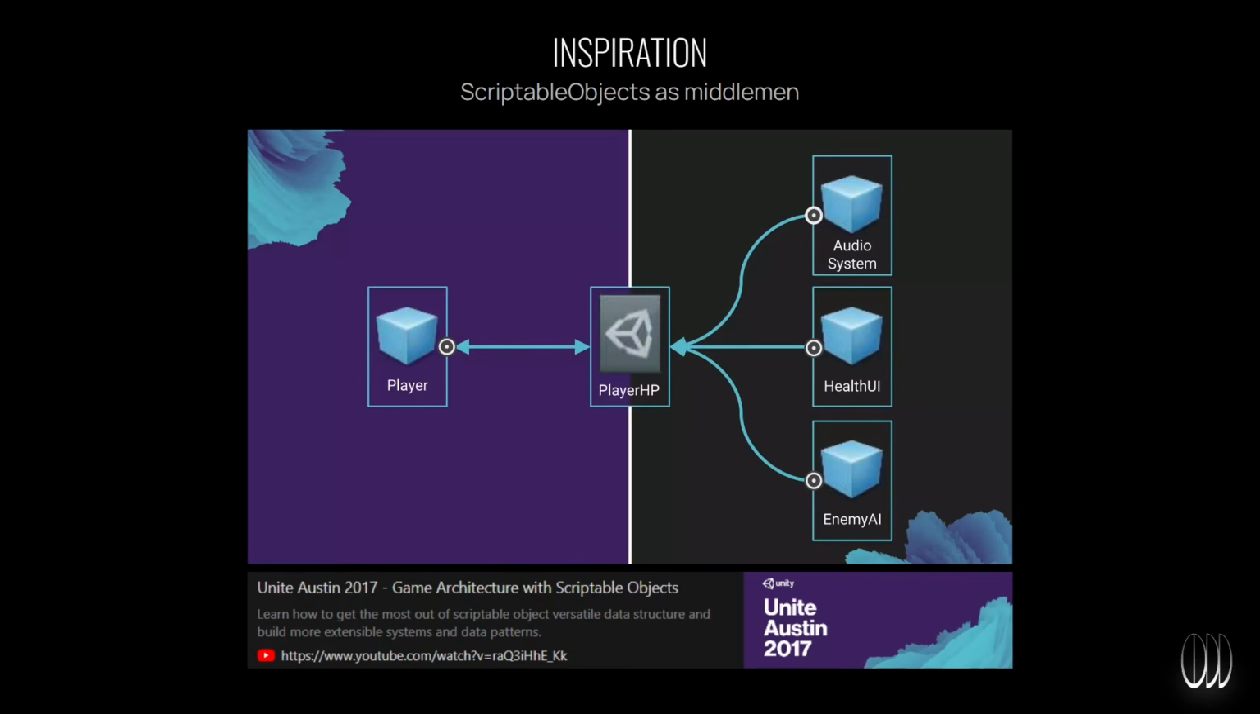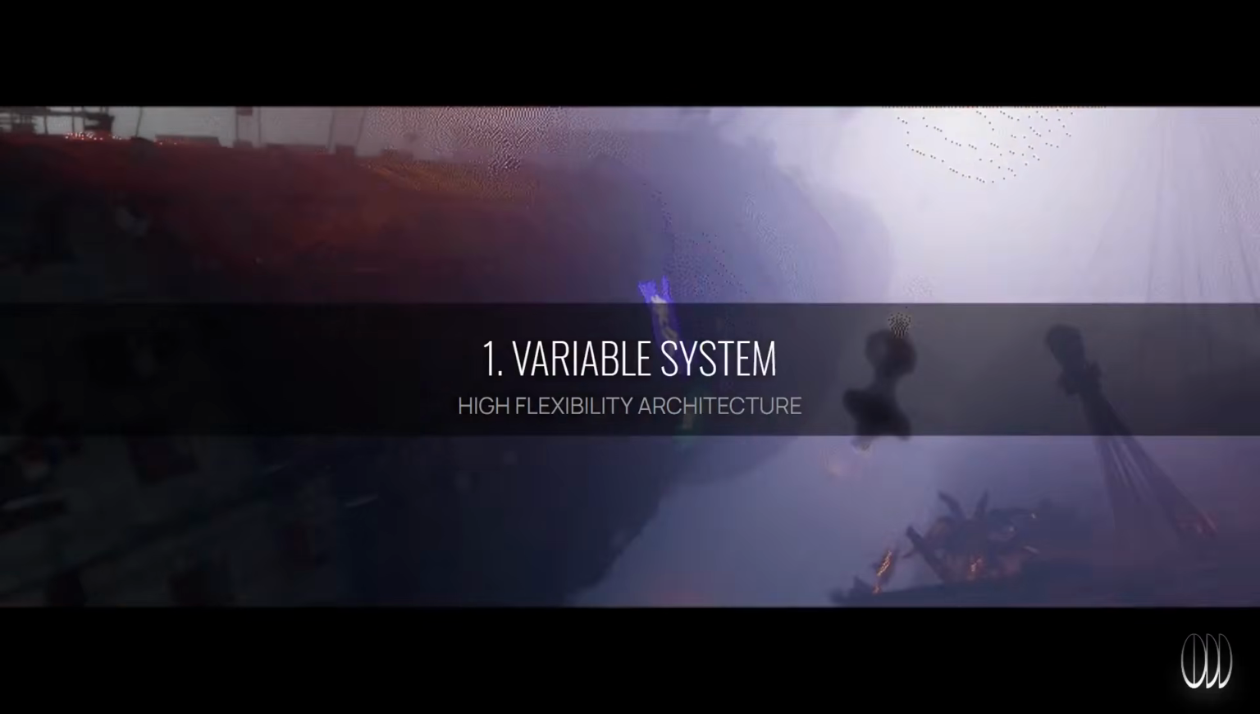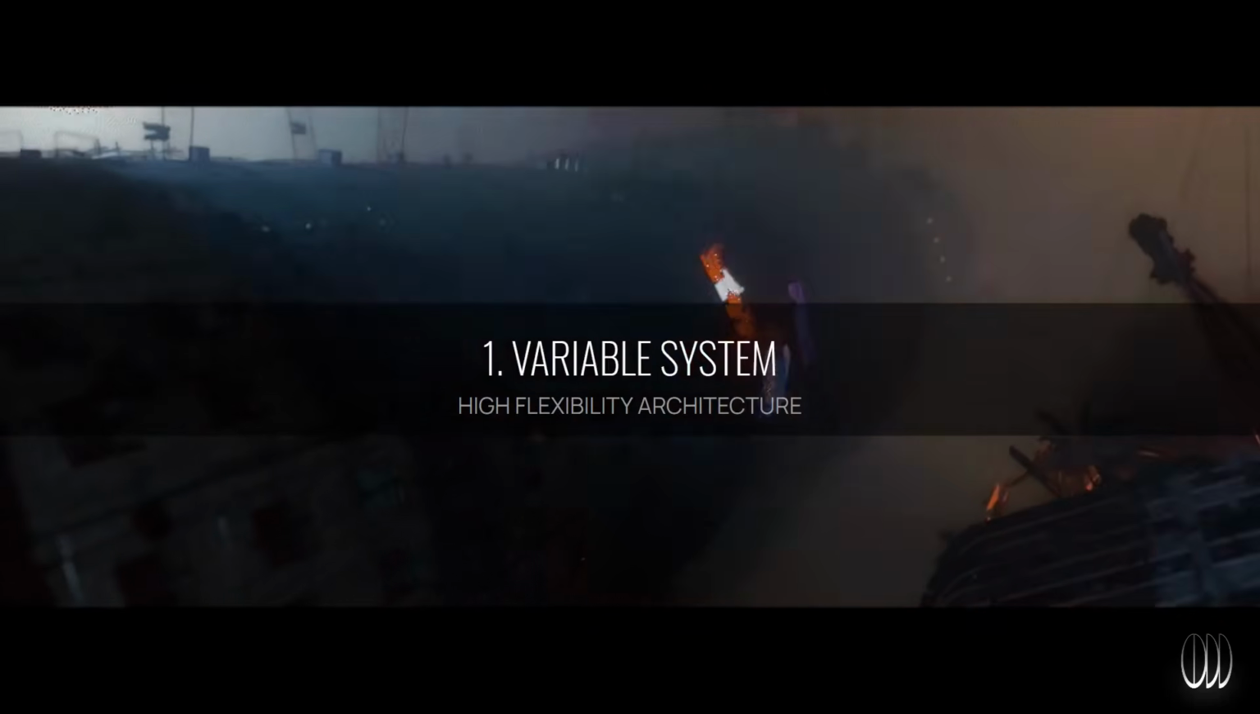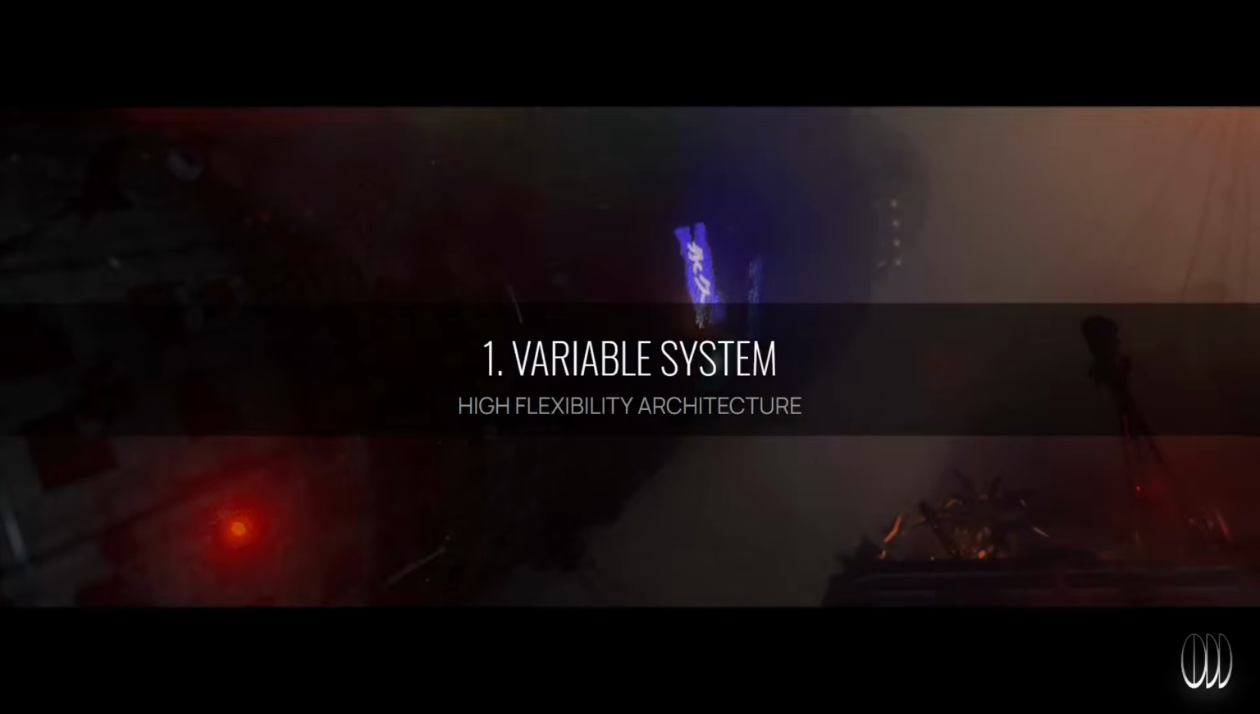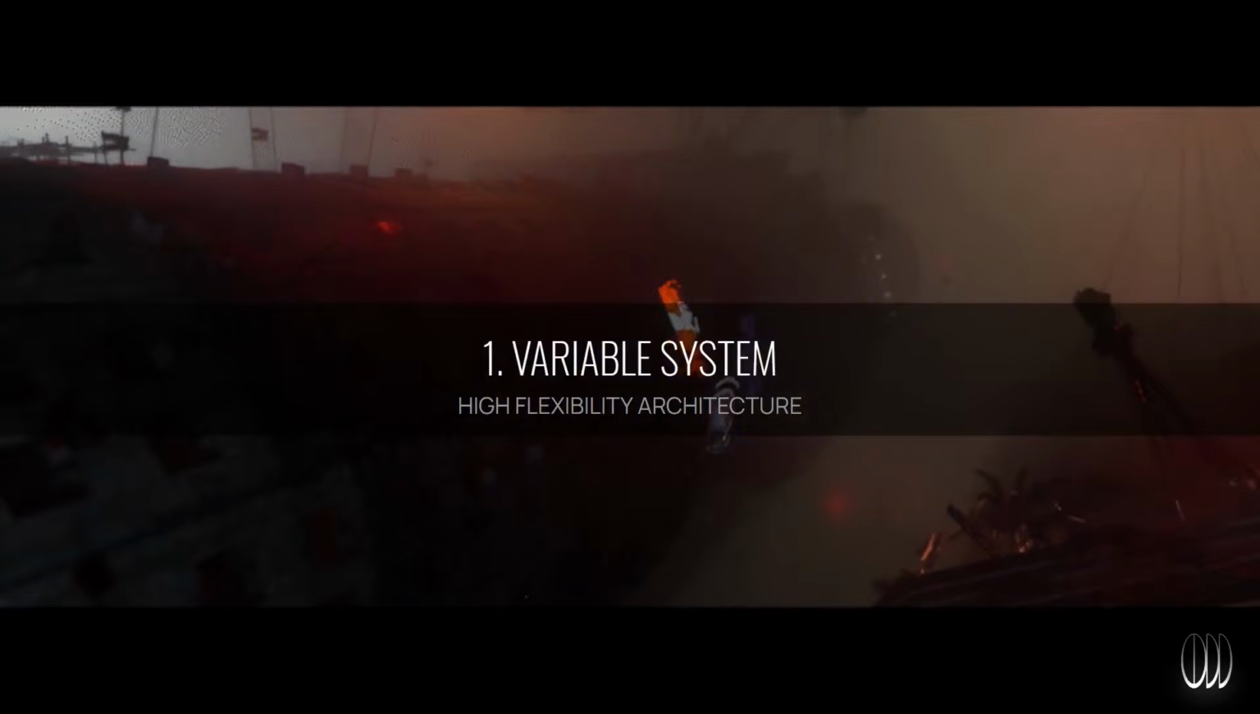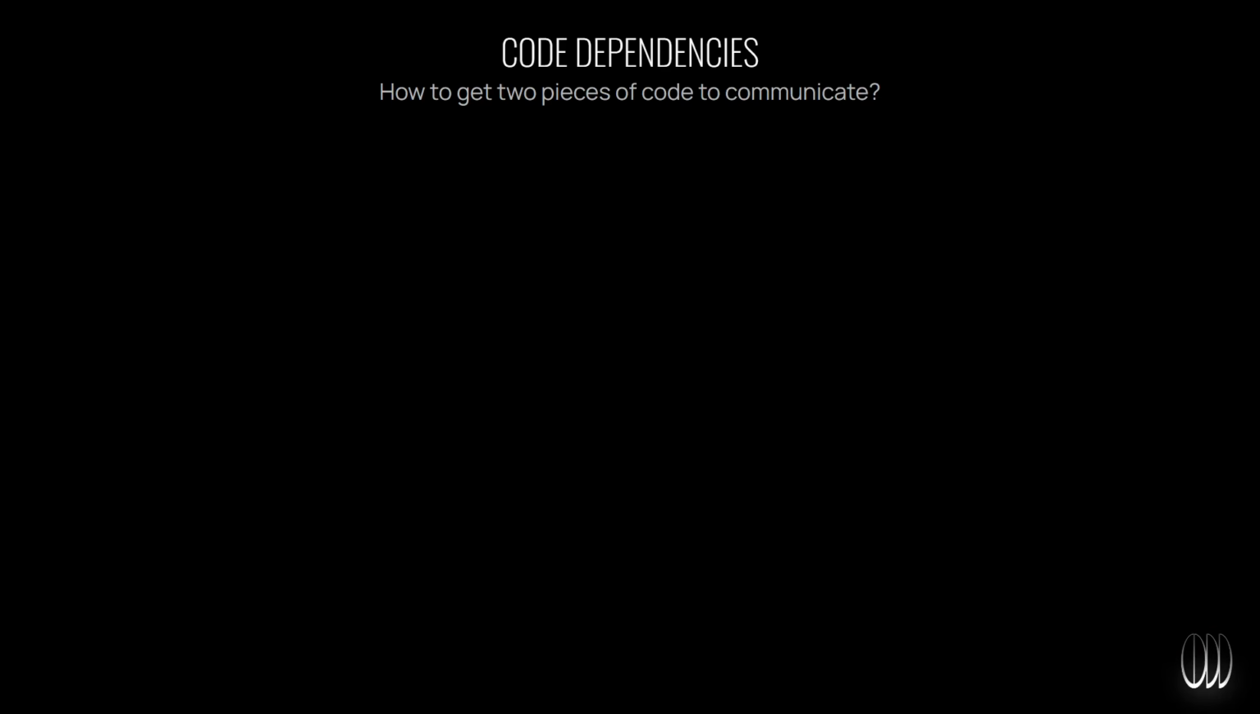The first step was to create a variable system with the objective of having a high flexibility architecture. Usually, programmers are those creating the variables in the code, in the scripts, and then the designers can modify the values of those predefined variables in the Unity editor, in the inspector. Let's take a basic example.